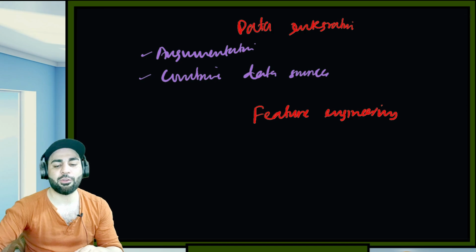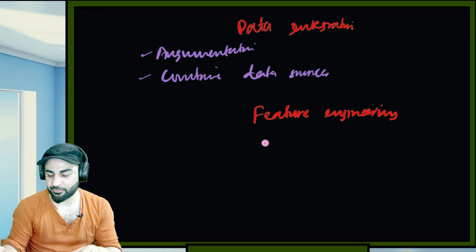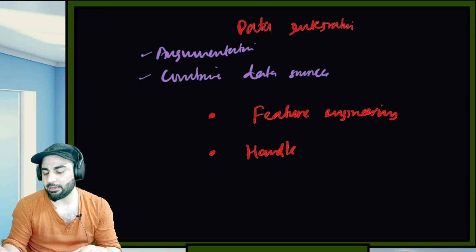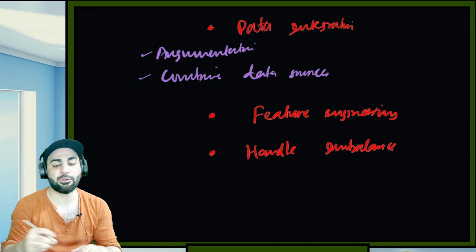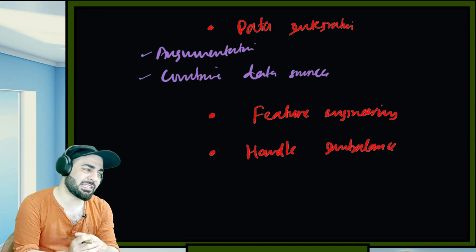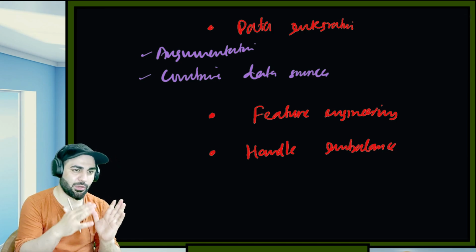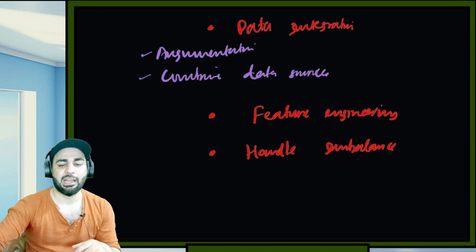Then you also have to handle imbalance in the data set. If there is imbalance, you have to handle it. There are imbalance techniques like oversampling and undersampling. There is also something called CSL, cost sensitive learning, and all these things have to be done.